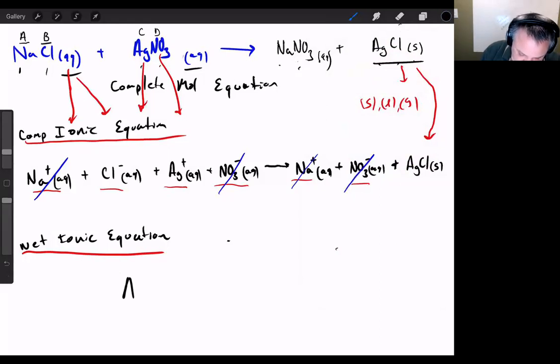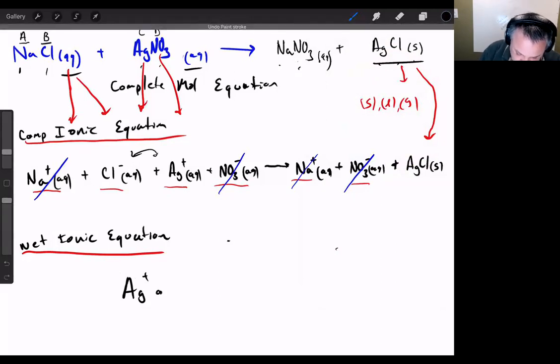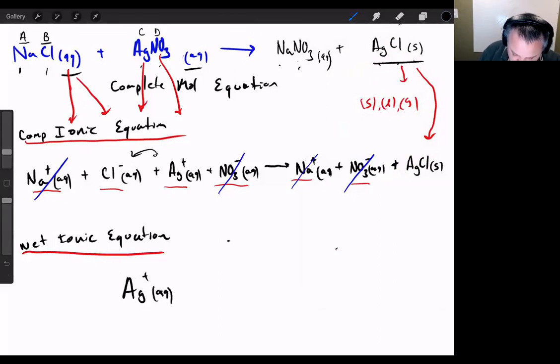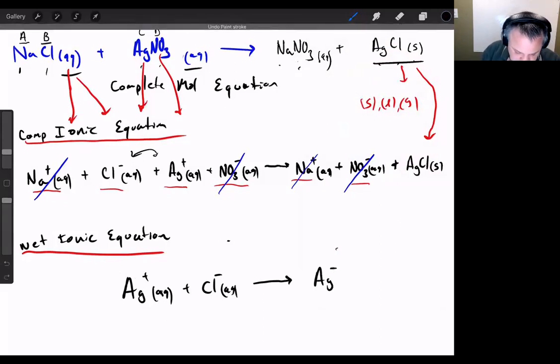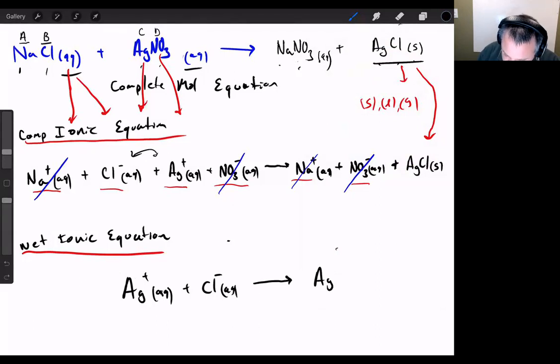And just by convention, I'm going to swap the position of those two things because I typically just like to write cations first. It doesn't actually matter. You're not wrong if you don't swap the positions. But the net story is that a silver ion that was aqueous finds a chloride ion that was aqueous and then makes a solid silver chloride.